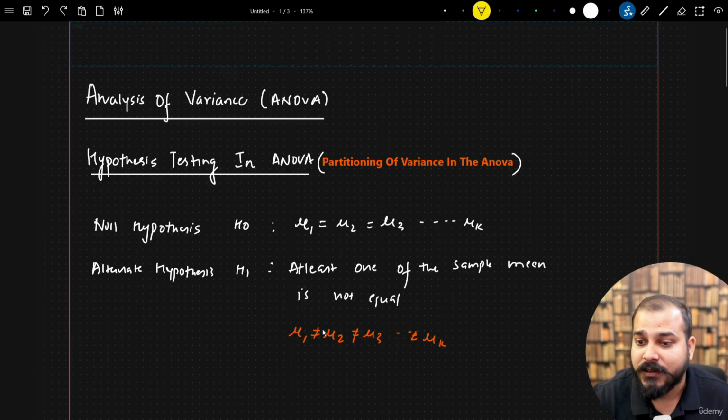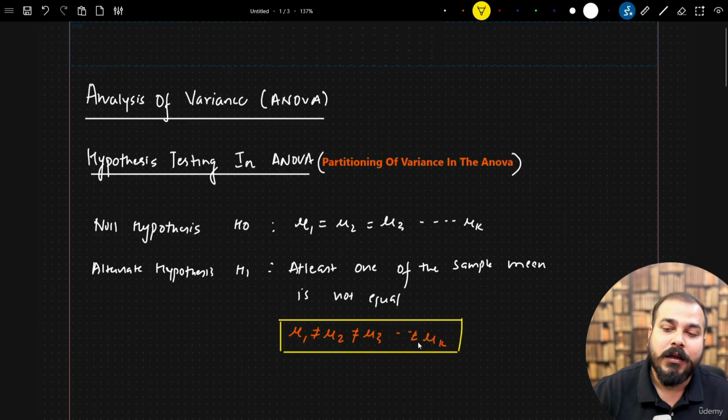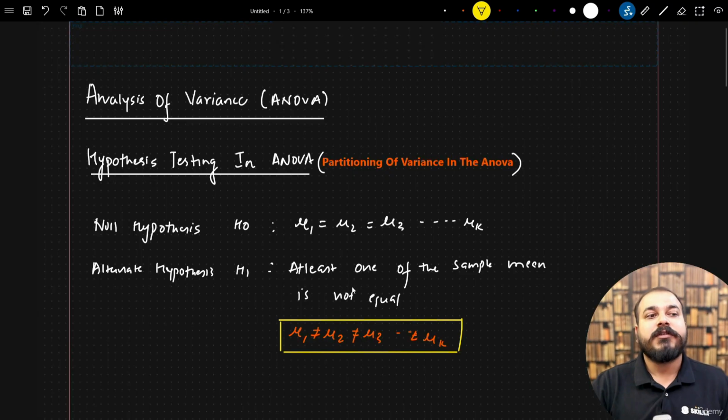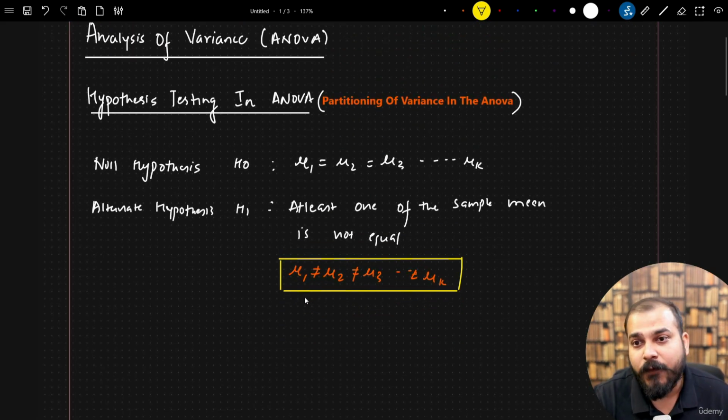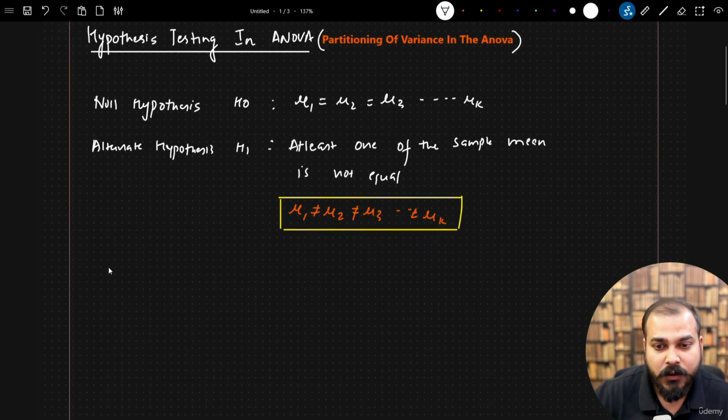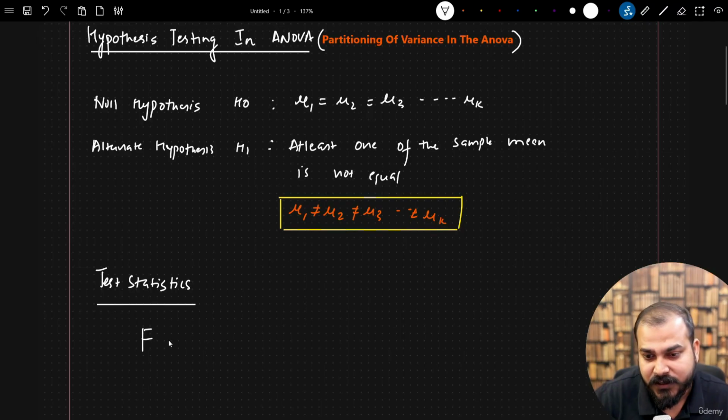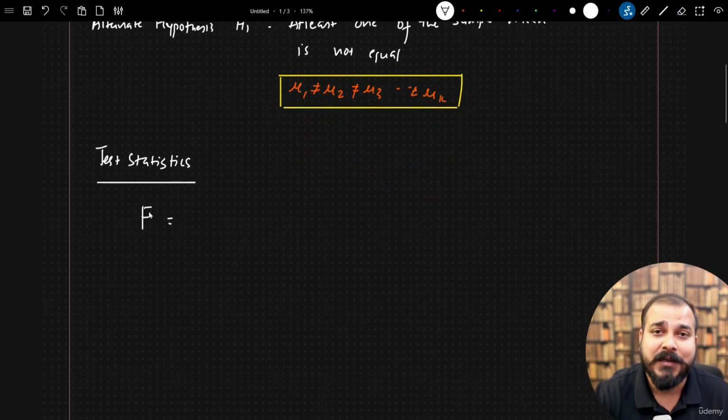Understand one thing, guys, we cannot write like this, because in this case we are strictly saying that one mean is not equal to the other mean, which is not equal to the other mean. But above, I have just written that at least one of the means is not equal. Now, to perform this, we specifically use a test statistic called the F test. The formula is very simple, guys, but it will take a lot of steps to do the F test itself.